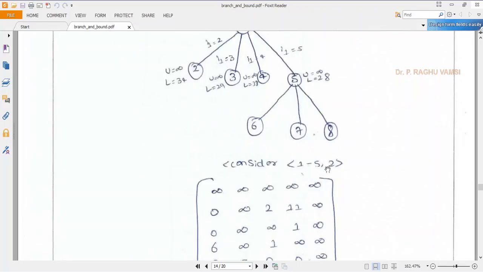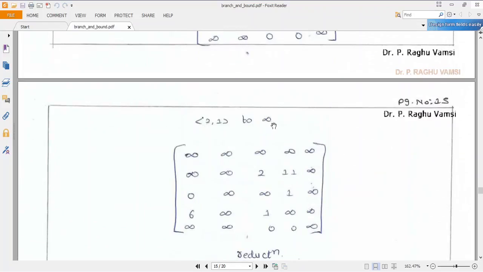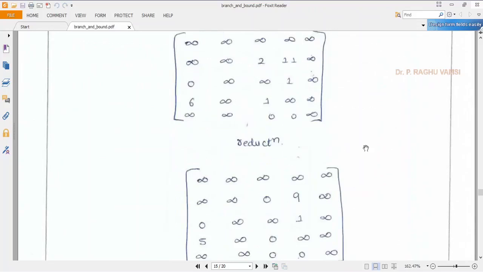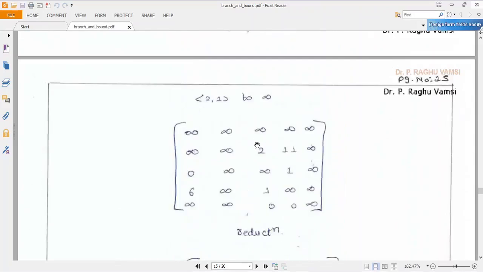So consider 1 to 5 and try to visit 2, next 3 and 4. Whenever we visit 1 to 5 and then 2, the first row is infinity, the second column must be infinity, and the fifth column must be infinity. Then 2 to 1 should be infinity. After doing this, identify the minimum element from each row and reduce it from the remaining elements in the row. After the row operation, perform the column operation and sum up the costs that we have reduced. The previous cost that we have identified is 28, that is traversing from 1 to 5.